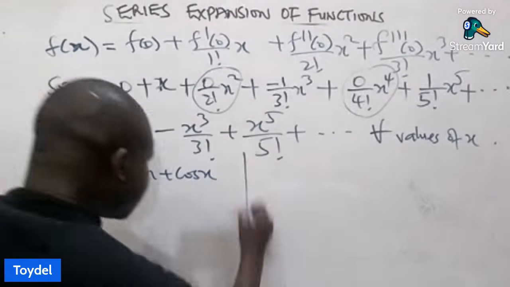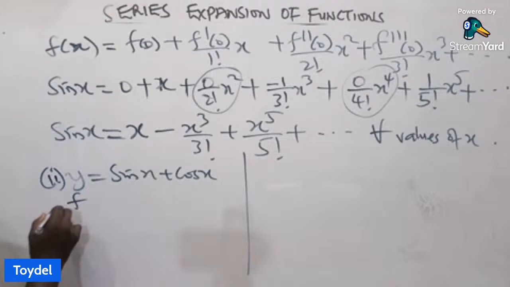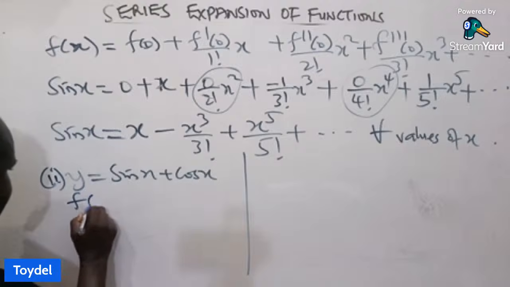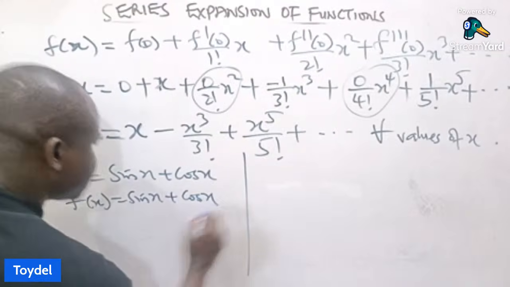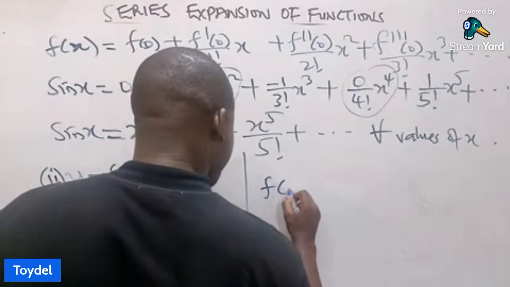Of course, what is y? y is f of x. So y is equal to f of x, so f of x is equal to sine x plus cos x. So if you have it here, then we are going to do for f of 0.